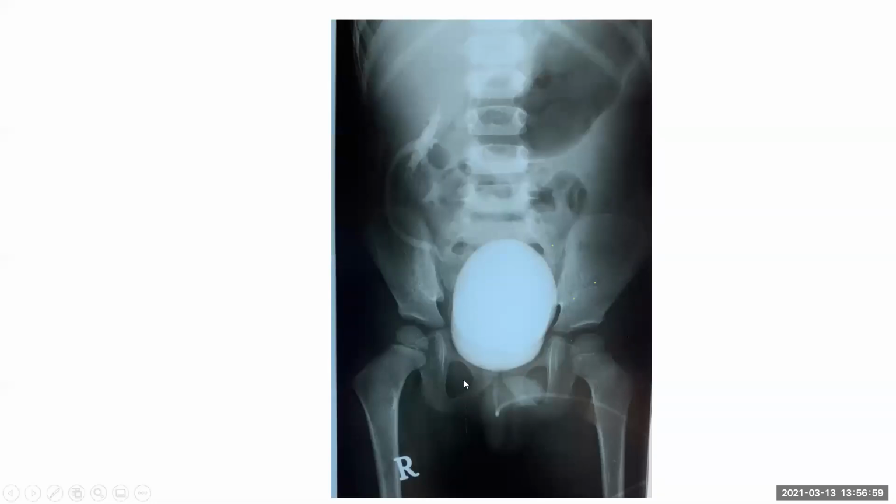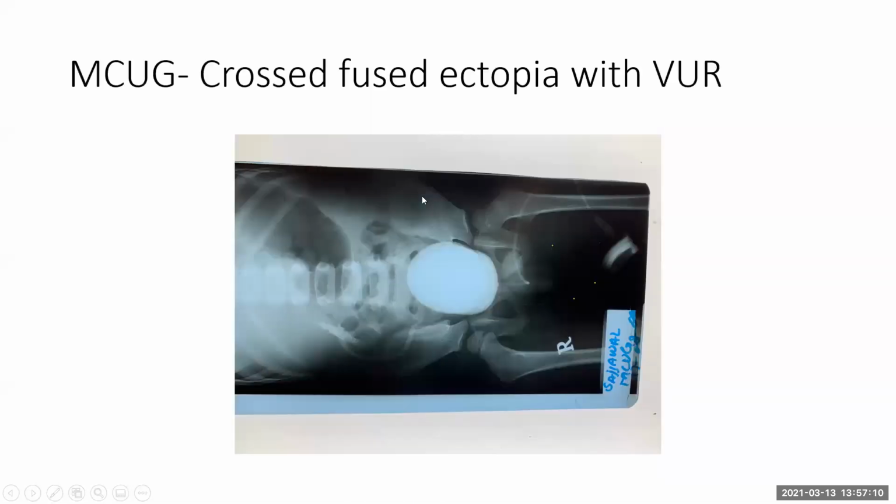This is an MCUG study. We can see the catheter there, and this is reflux into a cross-fused ectopia. Yes, perfect case, madam. Very nice.